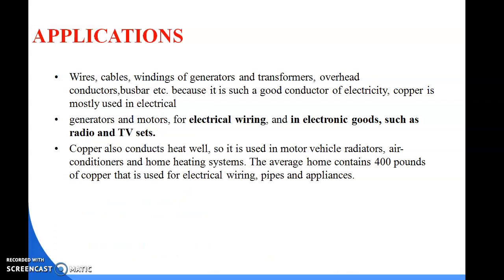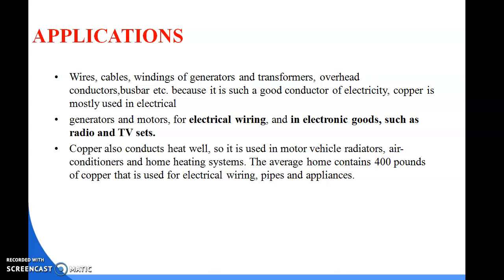Next, the applications. We use copper in cable, wire, generator, transformer, overhead conductor, and bus bar. Because it is such a good conductor of electricity, copper is mostly used in electrical work. Like electrical wiring, copper is present. In electric goods such as radio and TV sets, copper is also present.